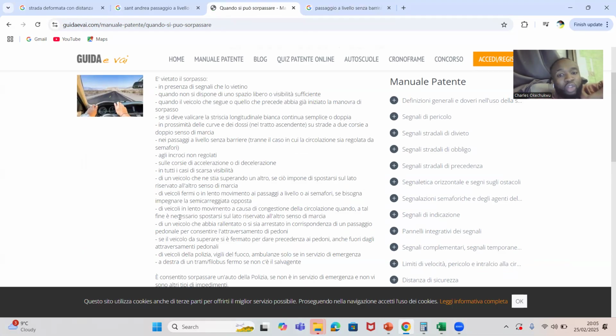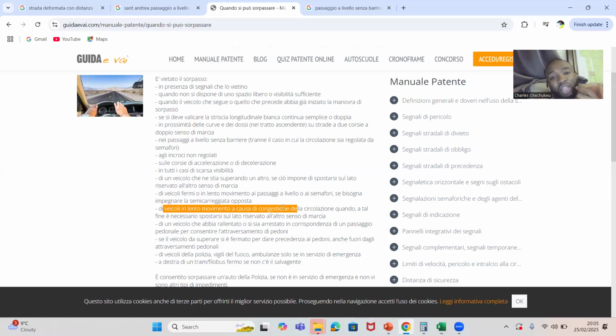Non si può overtake who? Veicoli in lento movimento. Don't overtake vehicles that are going slow. Watch, a causa di congestione. Please add it to your jotter. The name for traffic hold up is traffico intenso or formazione di code, and it is called congestione. Some people say congestione di traffico. So add it to your jotter: traffic hold up they call formazione di code, traffico intenso, or congestione di traffico. Now, in case of traffic hold up, don't overtake, because where you want to go, if you overtake when there is traffic hold up.